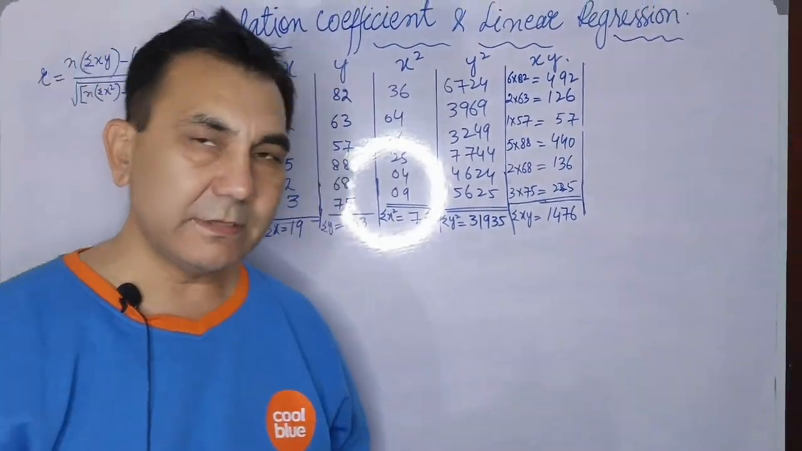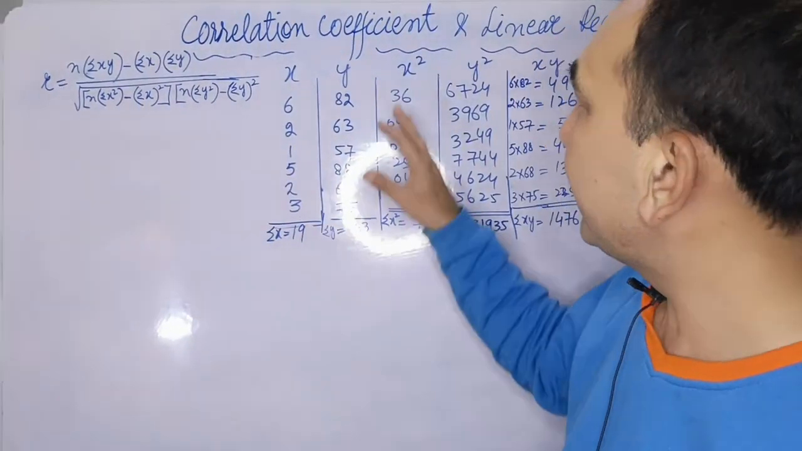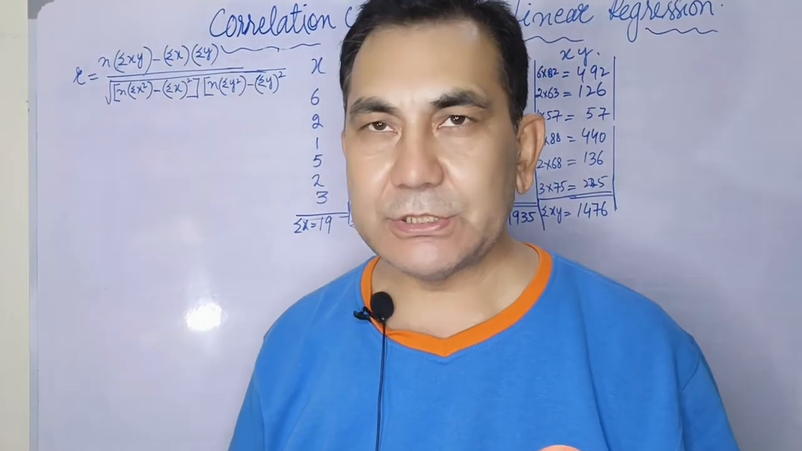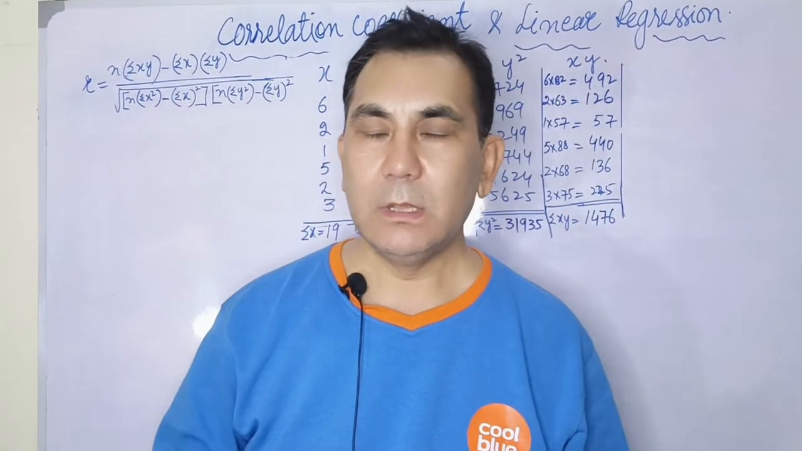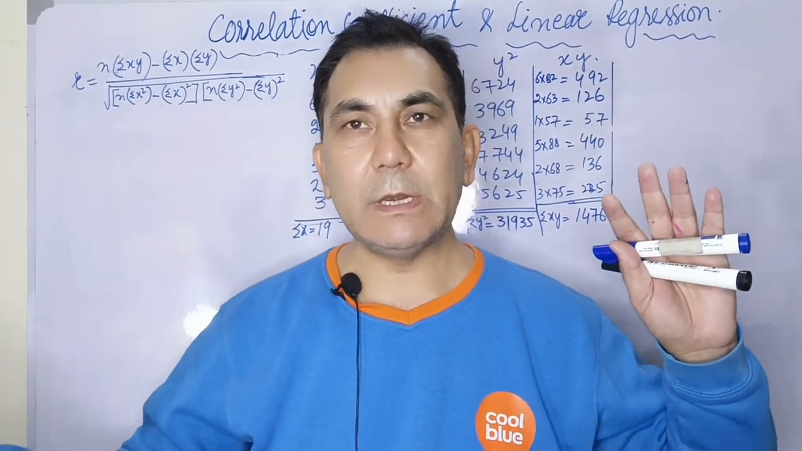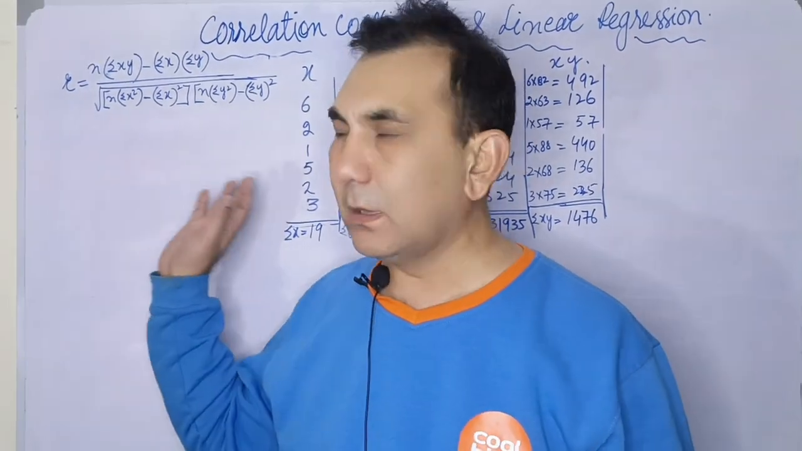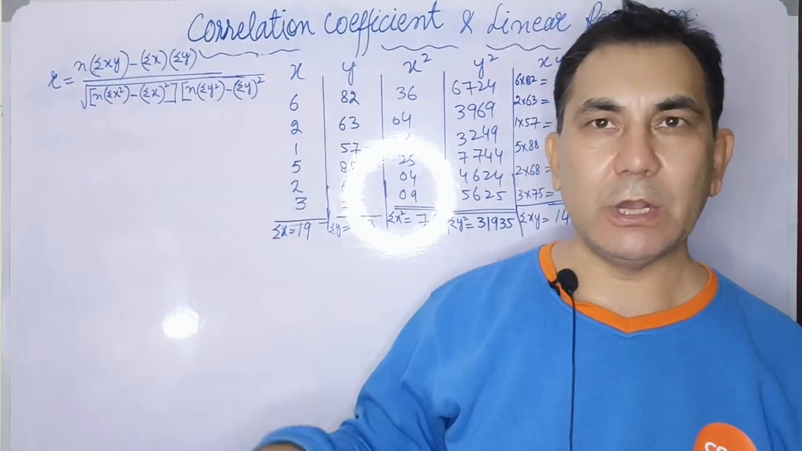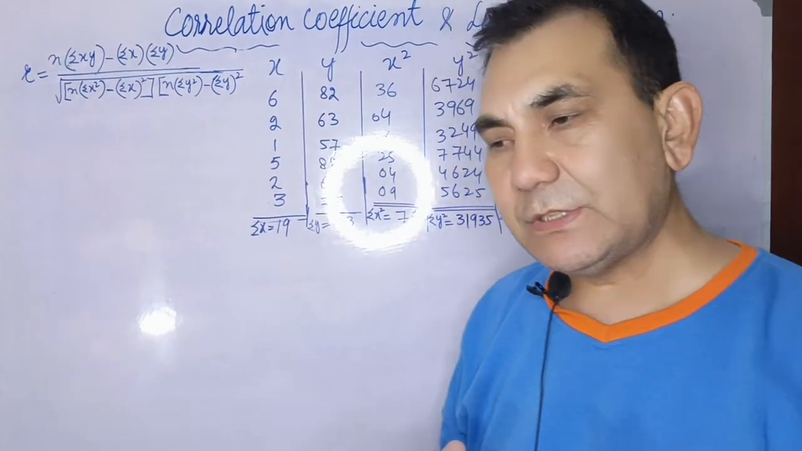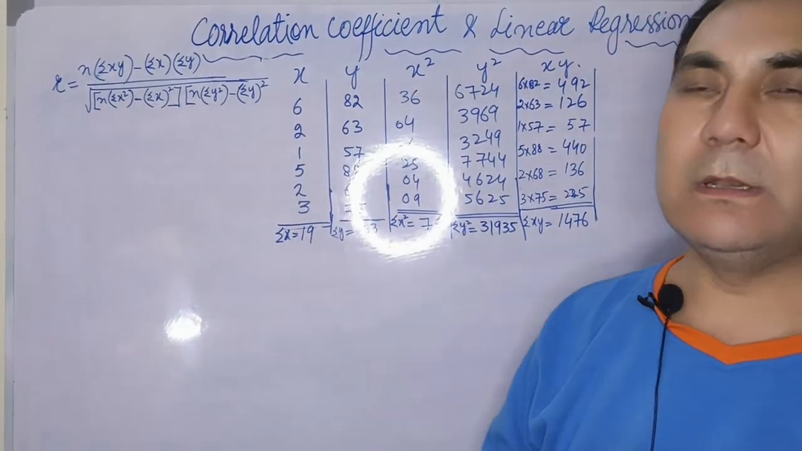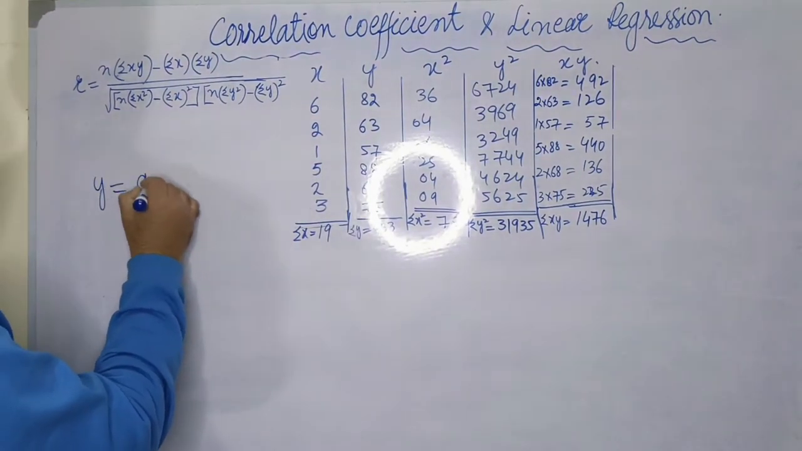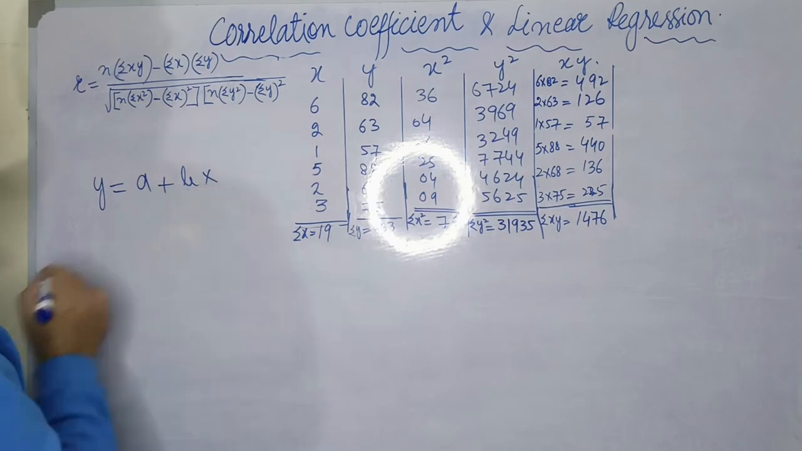Now in the second step, we will go to measure the linear regression. What does the linear regression say? The linear regression shows, in a straight line, the relationship between the independent variable and the dependent variable. Here our independent variable is the study hours and the dependent variable is the score of the students. So the linear regression shows the linear equation y is equal to a plus bx.